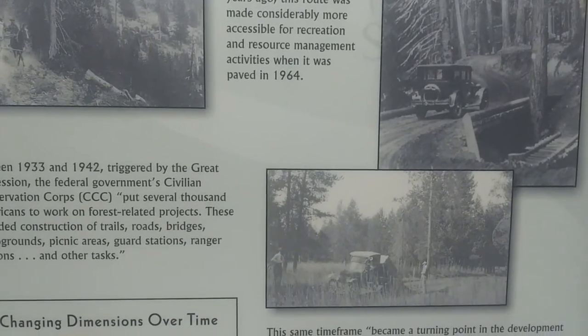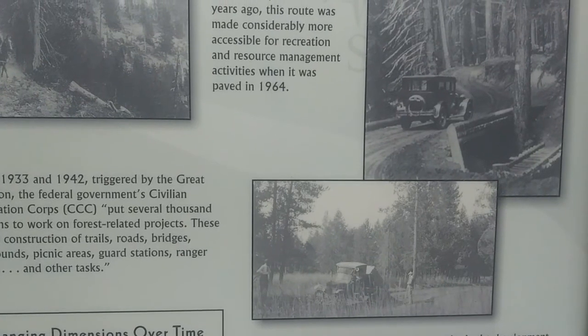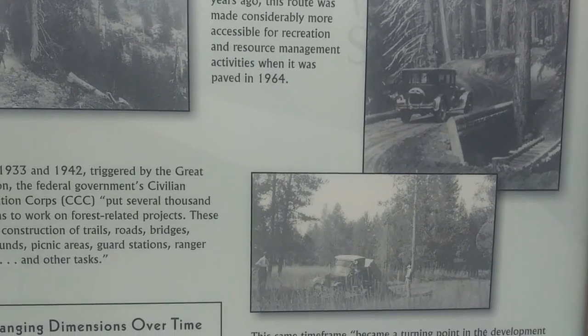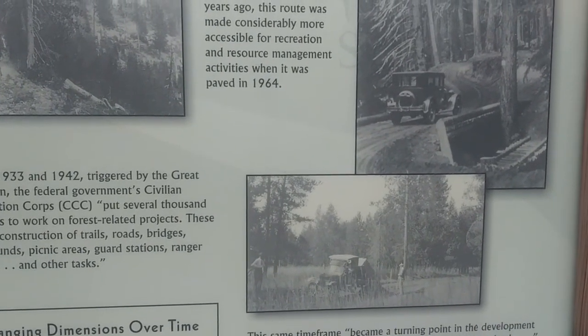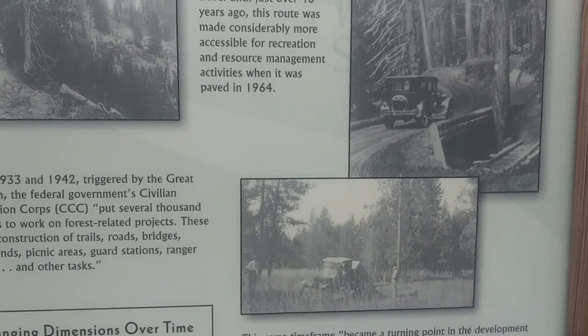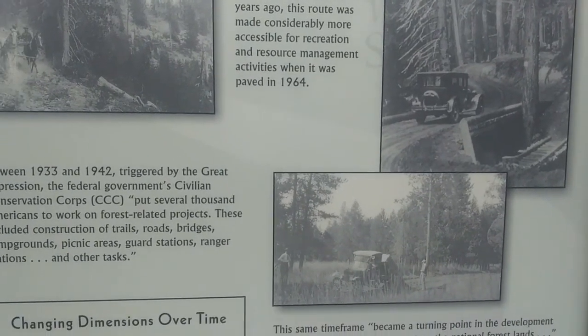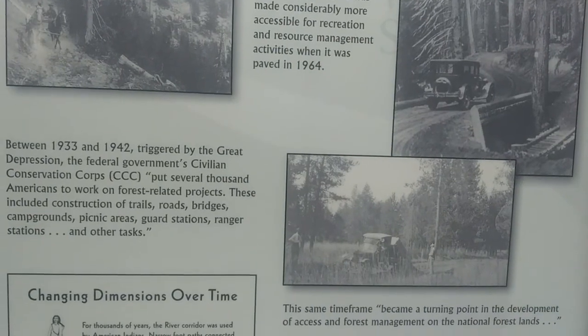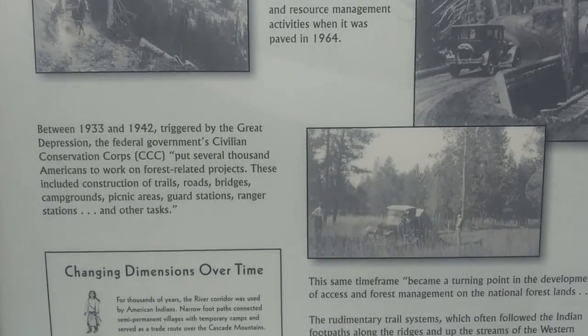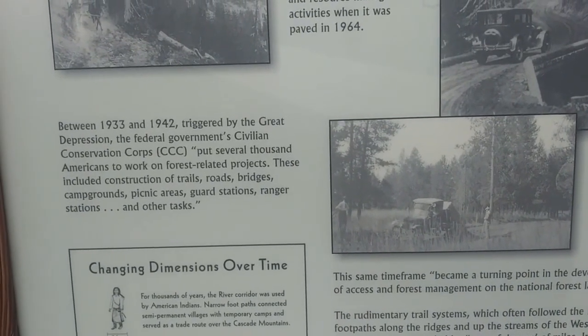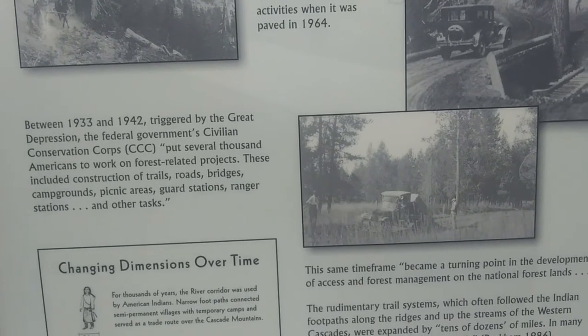See, the rudimentary trail systems, which often followed the Indian footpaths along the ridges and up the streams of the western Cascades, were expanded by tens of dozens of miles. In many instances, roads replaced former trails. See, today, State Highway 138 is a modern highway serving commercial and recreation uses.